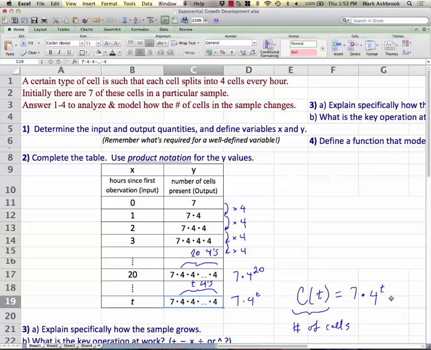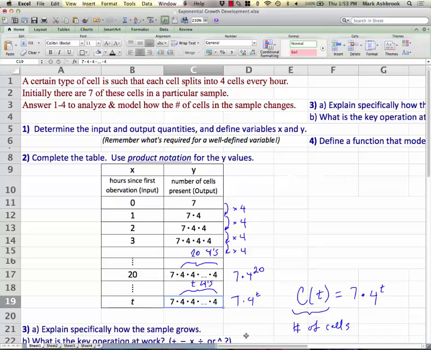So what is the key operation at work? Addition, subtraction, multiplication, division, or exponent? What's the key operation at work? The key operation at work is multiplication. The exponent is just shorthand. It's just a way to represent multiplication. This is all about multiplication by 4. Okay? And we're multiplying what by 4 to get what?